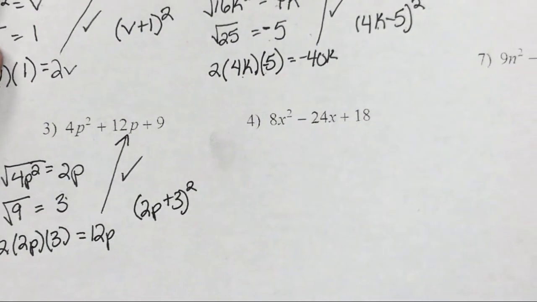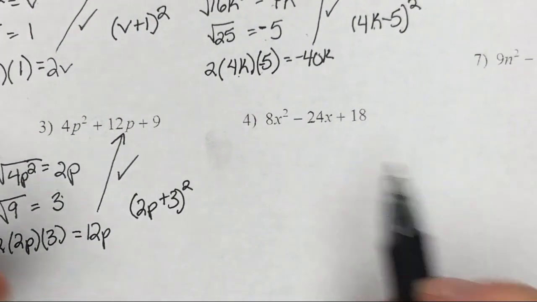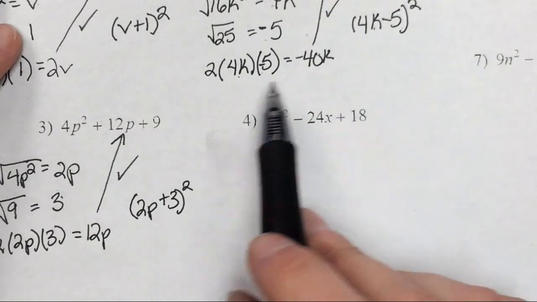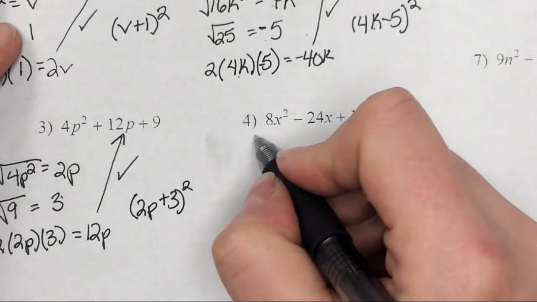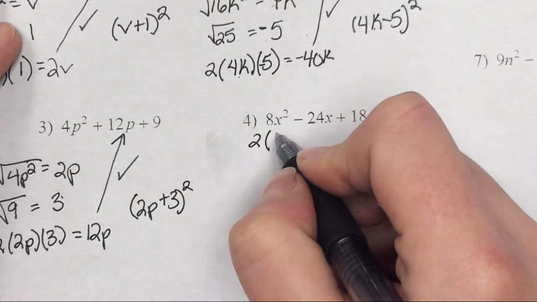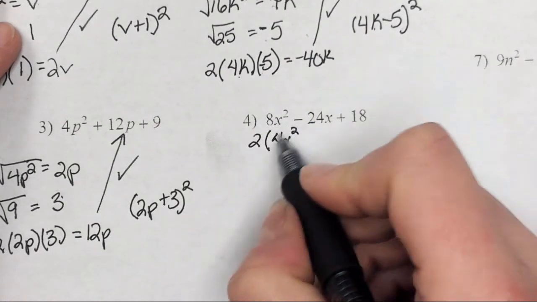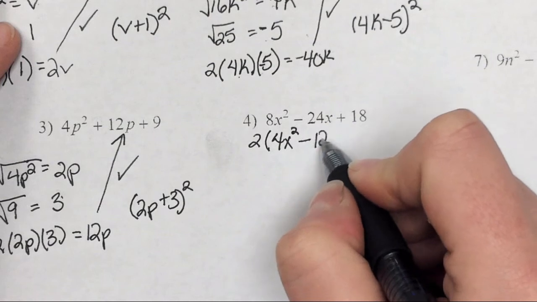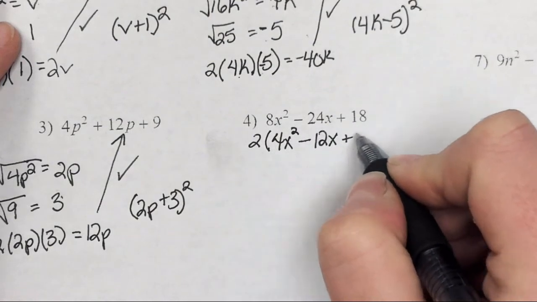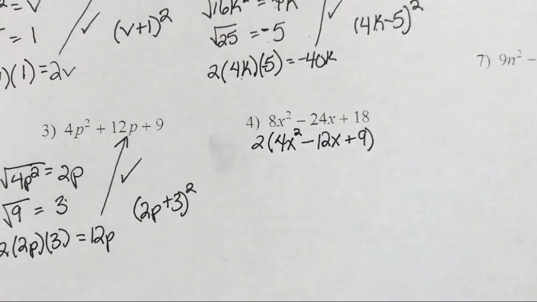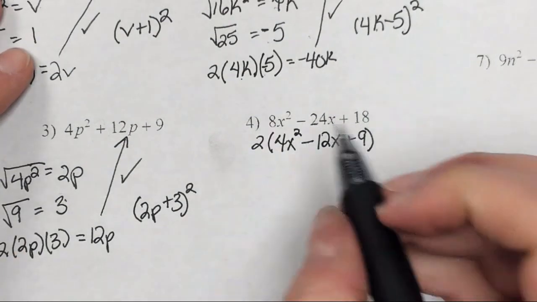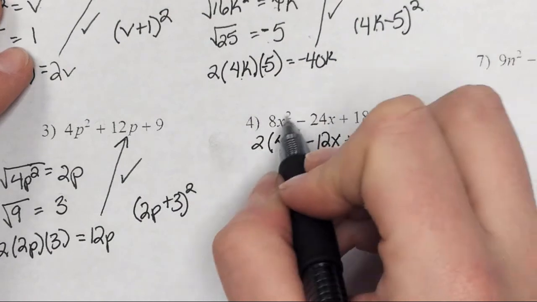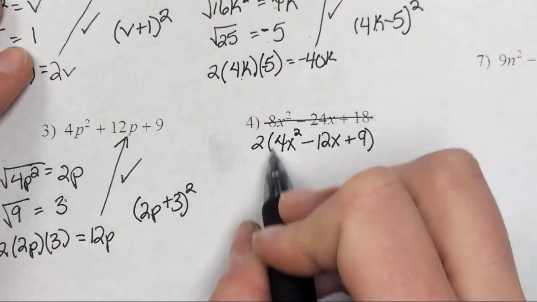Last example of a perfect square trinomial. I'm going to check for a GCF, and in this case I have one. I have a greatest common factor of 2. So 2 times 4x squared, I'm going to factor this out, so minus 12x, and 2 times 9 gives me 18. So I have to remember to check for a GCF first. All right, so now I'm no longer using this original term. I'm going to check my trinomial in the parentheses.